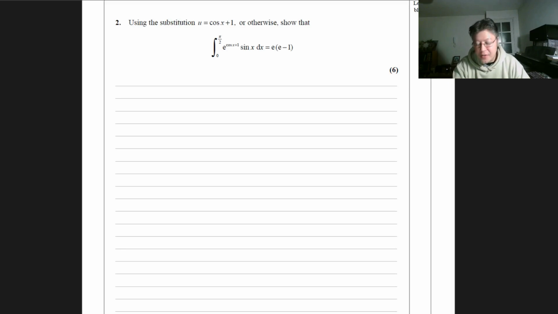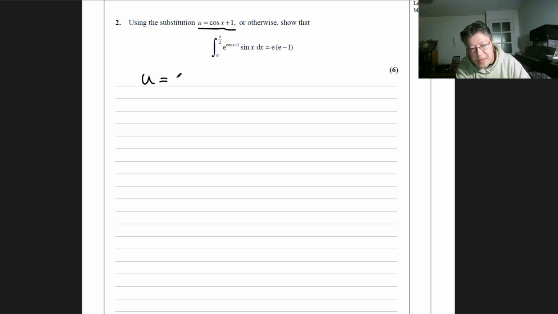Okay, so in this question we need to integrate e to the cos x plus 1 sin x between limits of 0 and pi over 2, and we're going to use the substitution method, and they're giving us the substitution that we need to use. So let's begin that. So the first thing, I'll just copy the substitution.